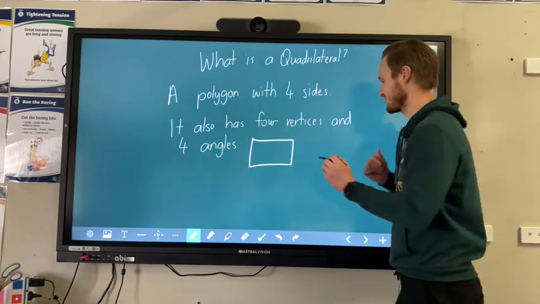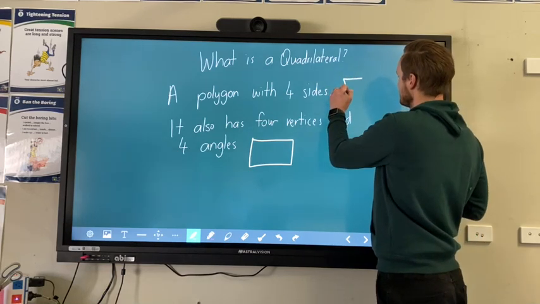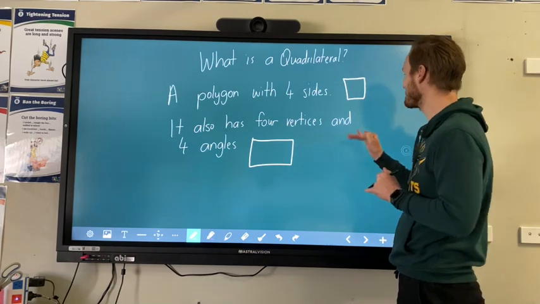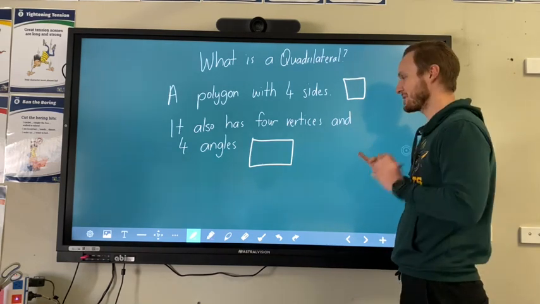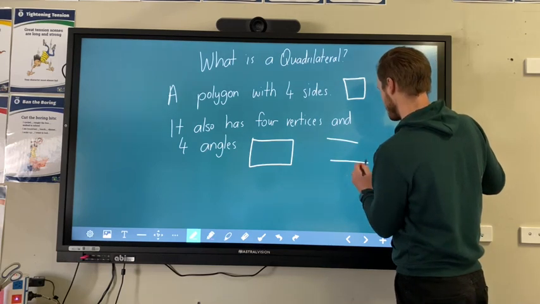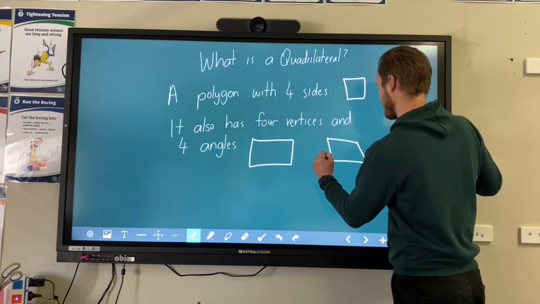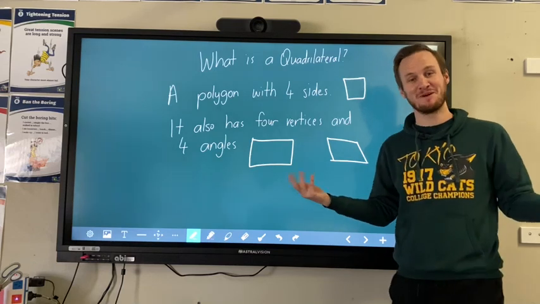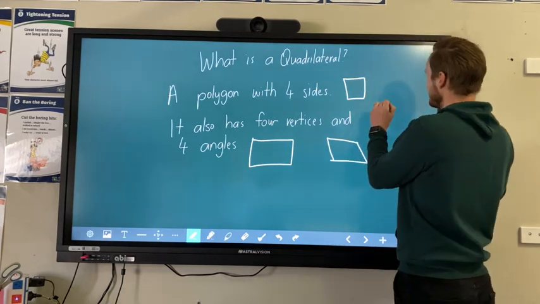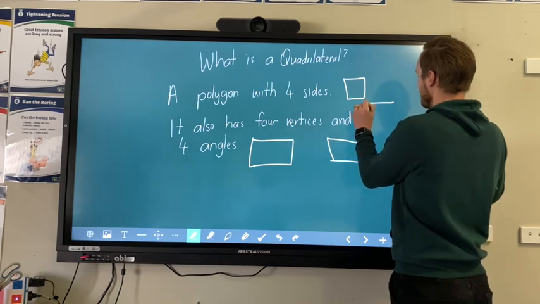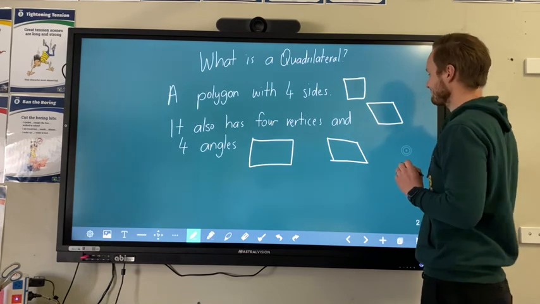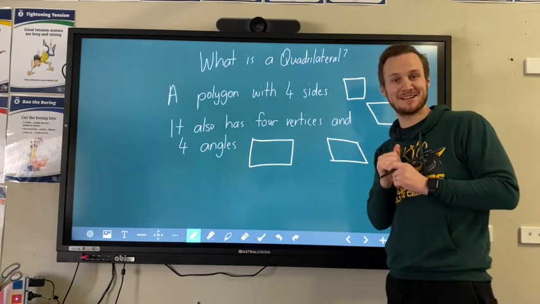I wonder what other quadrilaterals there are. So that's a rectangle. That's a very poorly done square. Let's use that as an example. That's also a quadrilateral. But I wonder if there are any other types of quadrilaterals that we could have. We could have a very poorly done parallelogram. As you can see, drawing is not my strength, but let's see how we go. And a very poorly done rhombus.